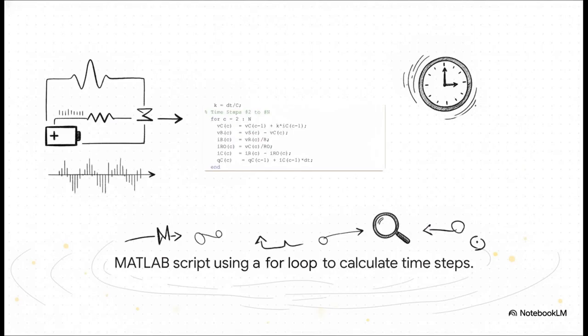We just use a basic for loop to crunch through the numbers. In the blink of an eye, the script calculates voltages, currents, and the charge for every tiny slice of time. As long as we keep that time step way smaller than our time constant, the simulation is incredibly accurate.